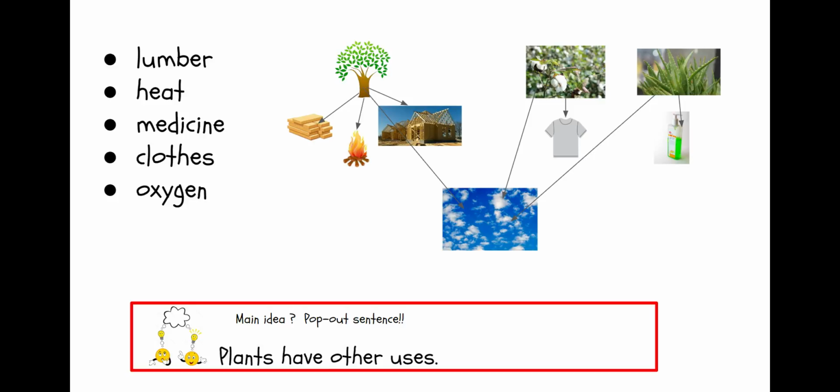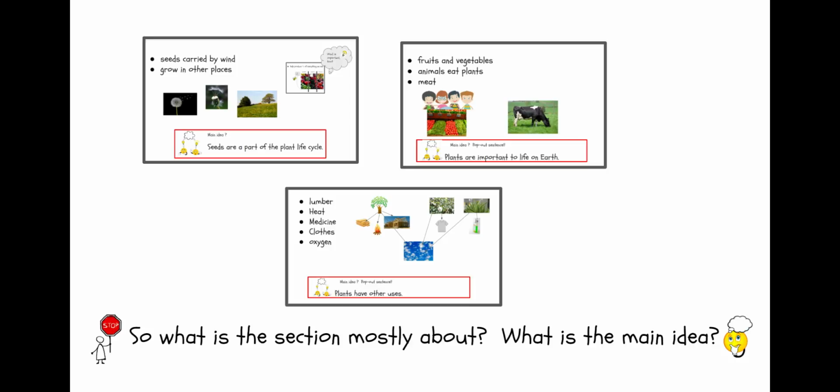In the next paragraph, it talked about, again, another pop-out sentence. Plants have other uses, and all of those other uses: lumber, heat, medicine, clothes, oxygen, and all of those picturings in my mind, that visualizing in my mind, I can sketch that out. So from all of that information, from all of my sketches and my mental images, I can come up with what the section is mostly about. What is that main idea?